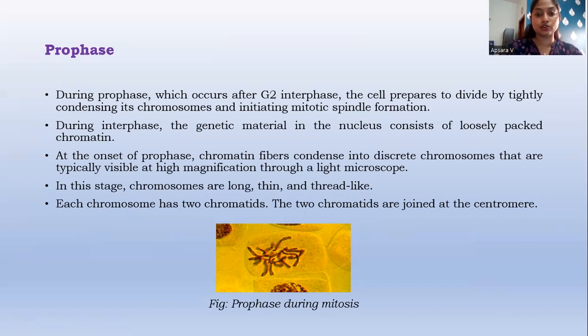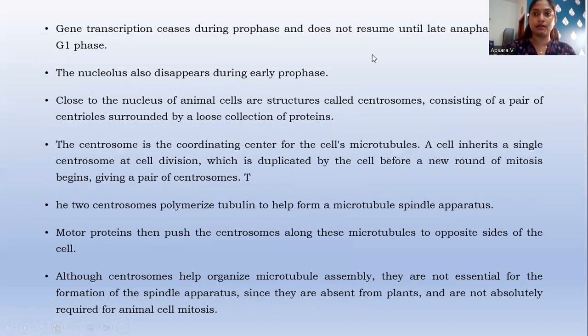Each chromosome has two chromatids. The two chromatids are joined at the centromere region. So here you can see the microscopic view of prophase that happens during mitosis. Gene transcription ceases during prophase and does not resume until late anaphase to early G1 phase. That is the gap 1 phase. The nucleolus also disappears during early prophase.